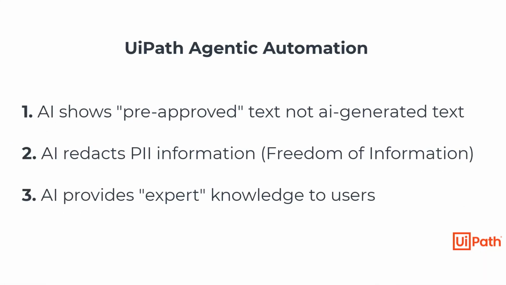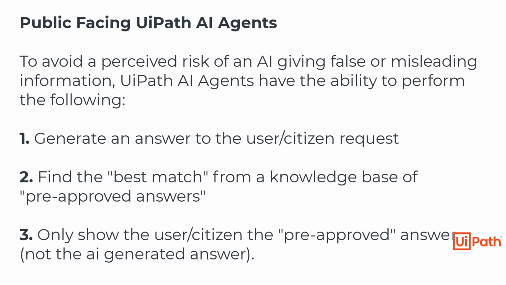In this short video, we will see AI showing pre-approved text, not AI-generated text, PII redaction, and also AI providing expert knowledge to users. To avoid perceived risk of an AI giving false or misleading information, we'll see the AI generate an answer and find the best match from a knowledge base of pre-approved answers. So the AI only shows the citizen or user the pre-approved answer.